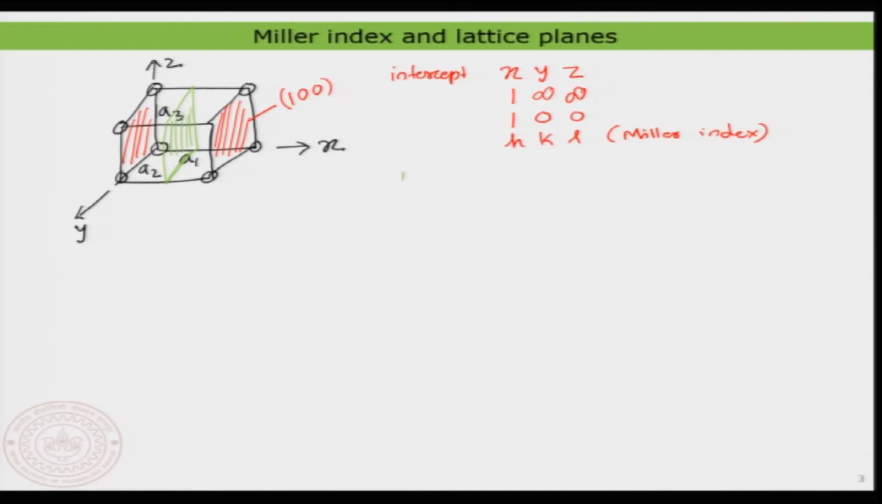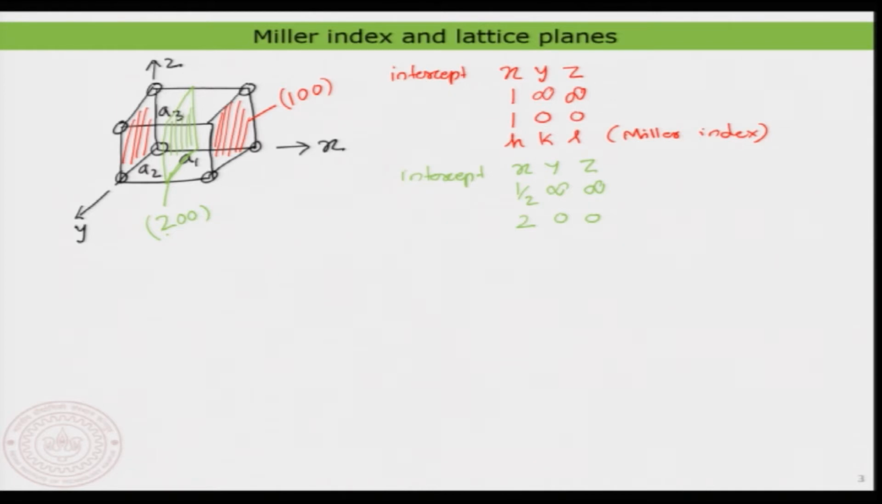Now, if you look at the intercept of this particular plane along the x axis, you would find that it is cutting the A1 into 2. That means the intercept is half, but along the y and the z axis it is again infinity. So the reciprocal of this is going to be 2 0 0, and this particular plane is known as the 2 0 0 plane in this case.